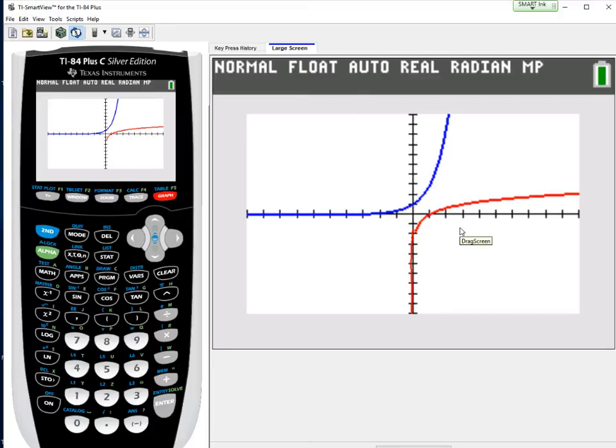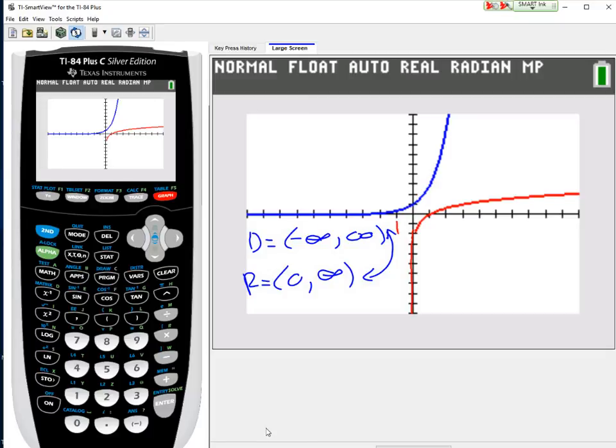Here, what's my domain? Well, remember, they just split, don't they? Let's write that real quick. On the blue one, domain is negative infinity to positive infinity, and then the range is from 0 to positive infinity. And because this is the reciprocal function, these two would simply swap their positions. I could say range for the red one, domain for the red one.